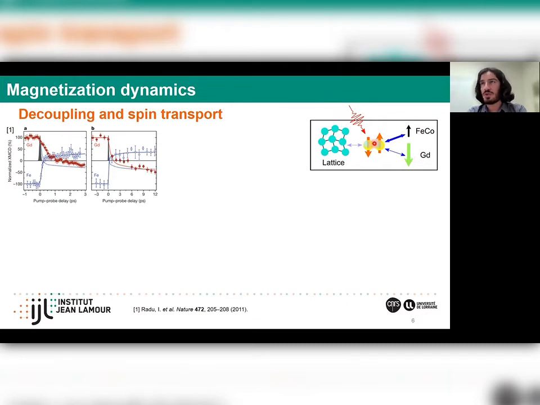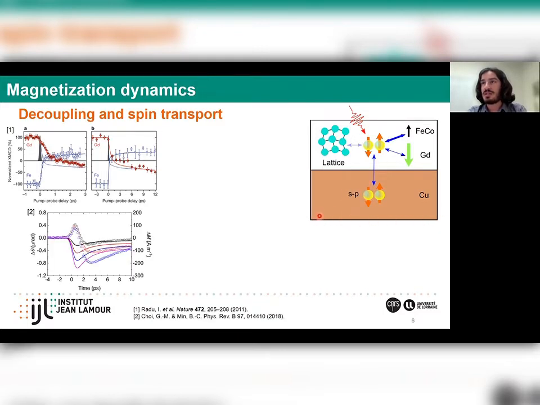But actually, the conduction electrons also play a very important role, because if you put a non-magnetic layer next to this ferrimagnet, it has been shown that you measure a magnetic signal here, because you actually inject angular momentum into this layer. And in the case of gadolinium iron cobalt measured by Choi and Min, it is important to realize that as one increases the amount of gadolinium in the ferrimagnet, the signal here is increasing.